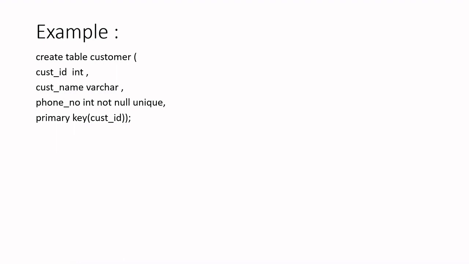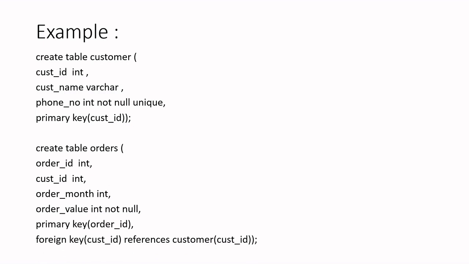Now let's look at the second example. We are creating a table which is the orders table. It has order ID, customer ID, order month, and order value. We have some constraints attached to it as well. Now let's go and execute these statements in SQL.